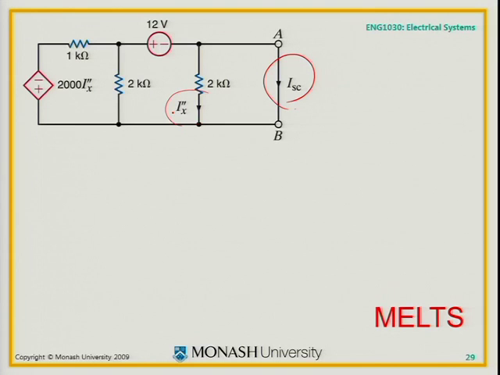What's the parallel? 2K is in parallel with 0. Does that make sense?